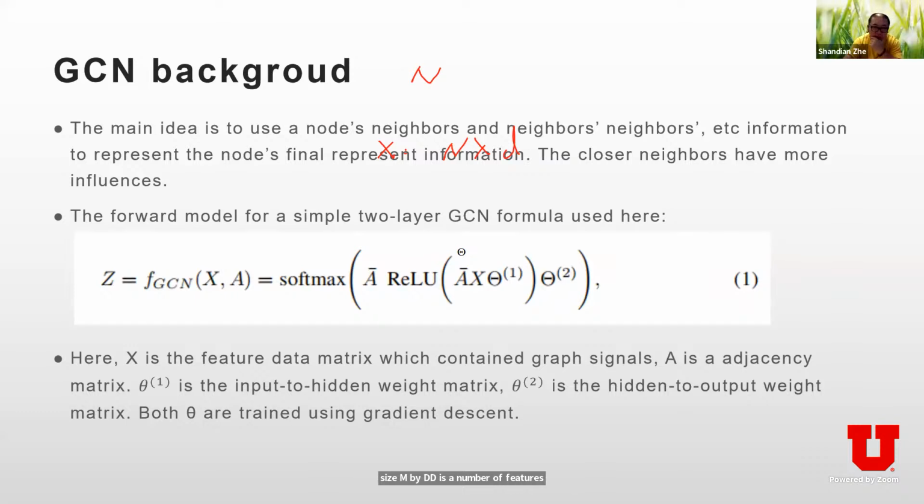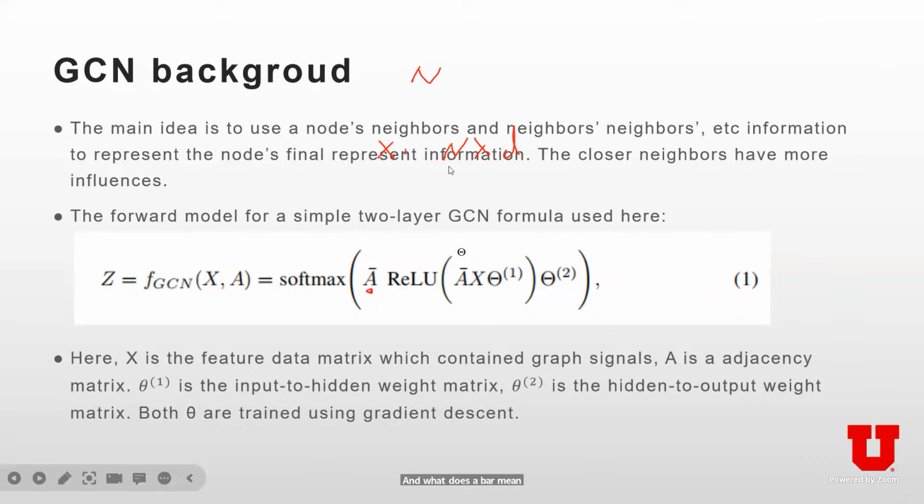And what does A bar mean? A bar is, you can think it's a Johnson matrix of the X. Of A? Of X. It's a matrix, right? A bar, I guess, is the Laplacian, the graph Laplacian.